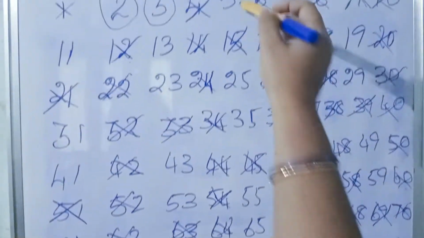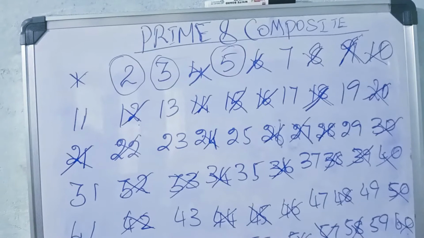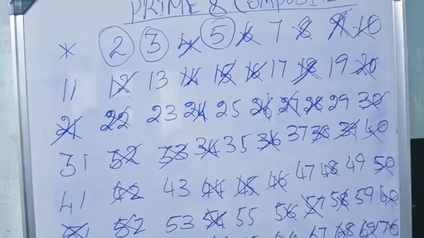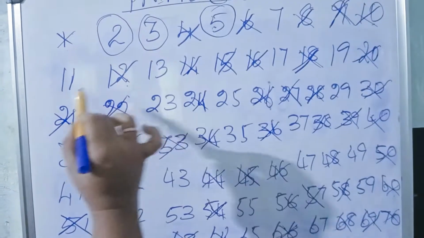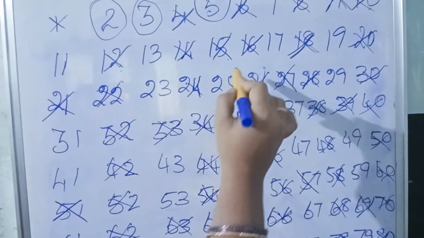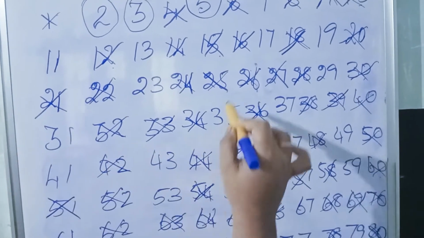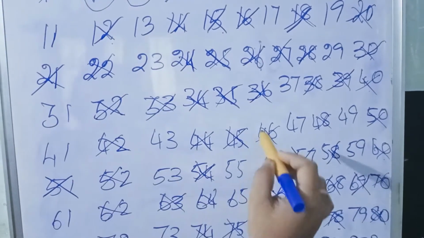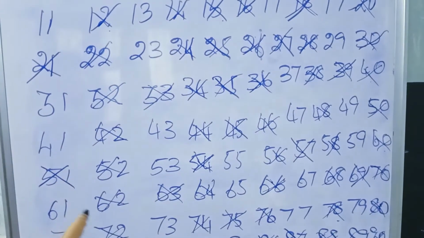Okay, so which one is here? 5. So 5 is a prime number. Now you have to cross out the multiples of 5 because those are not prime numbers. Okay, so multiple of 5 is 10, that we have crossed out already. Then 15 crossed out already. 20 crossed out already. 25 you can cross out now. 30 crossed out already. Then 35 cross out now. 40 done already. Then 45 also done. 50, yes, done already.